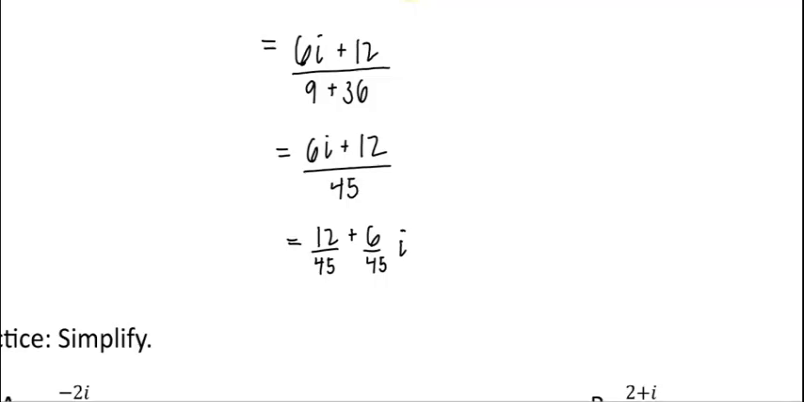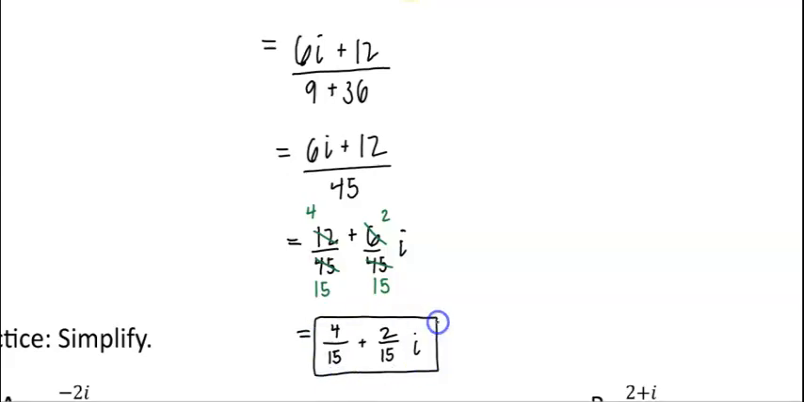Okay, now you check, can either of those reduce? 12 and 45, those definitely share a common factor. 6 and 45, those definitely share a common factor. So let's reduce. 12 and 45 could reduce by 3 for sure. 12 divided by 3 is 4. 45 divided by 3 is 15. 6 and 45 also share a common factor of 3. 6 divided by 3 is 2. Again, 45 divided by 3 is 15. So our final answer in simplified form is 4 over 15 plus 2 over 15i.